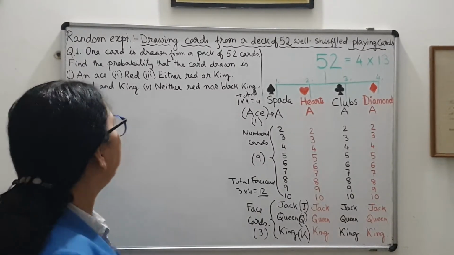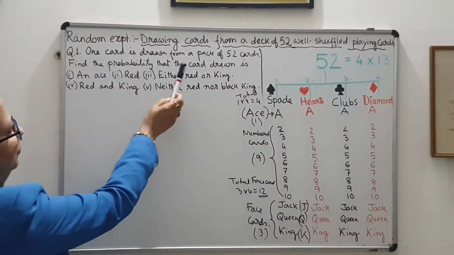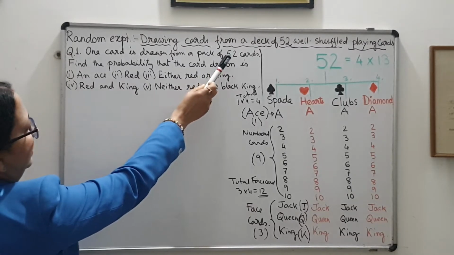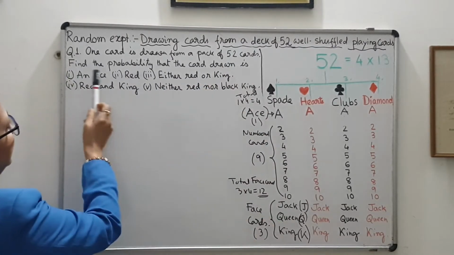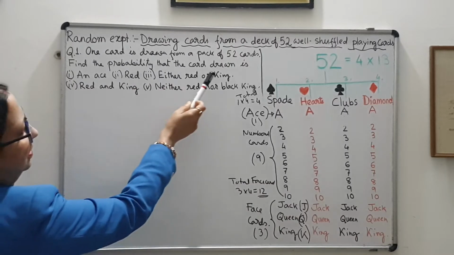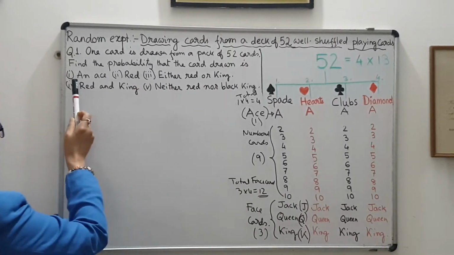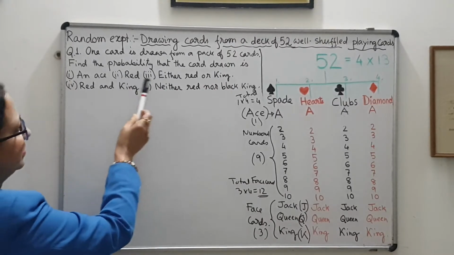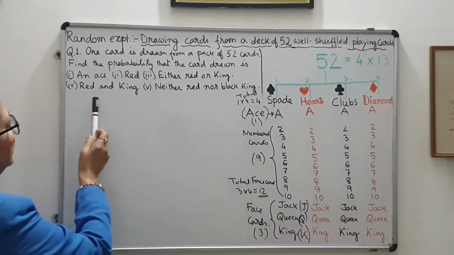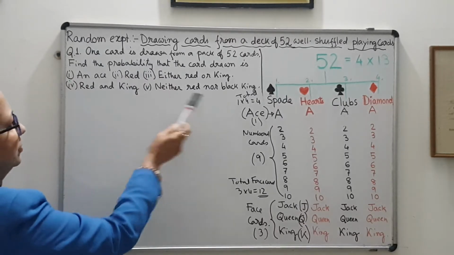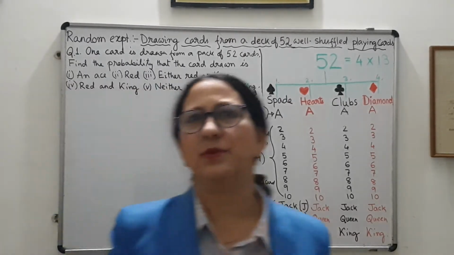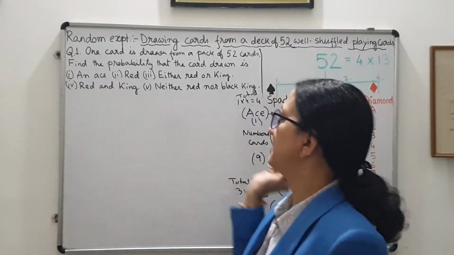Now let us solve the question. I have taken a question. One card is drawn from a pack of 52 cards. Find the probability that the card drawn is an ace, red, either red or king, red and king, neither red nor king. So we have described 5 events, and we have to find the probability of these 5 events.